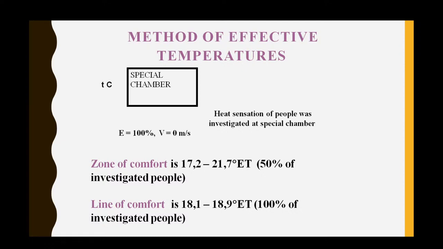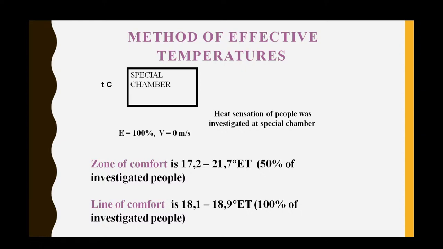But such a combination of microclimatic factors is unusual. Usually we have a certain speed of air movement, a certain humidity, and by this method, two ranges were established. The zone of comfort is 17.2 to 21.7 degrees of ET. ET means effective temperatures. In this range, 50% of investigated people feel comfort. A line of comfort, 18.2-18.9, is where all investigated people feel comfort. There's a line of comfort inside the zone of comfort.